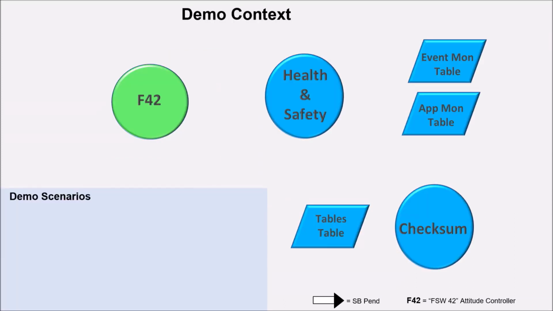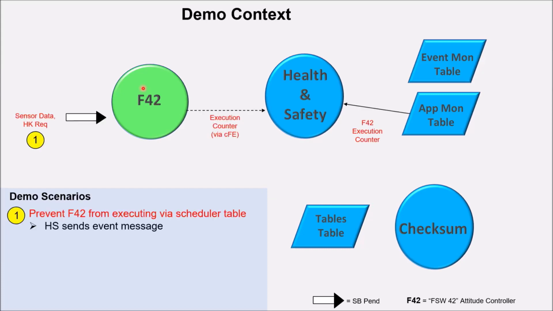Here are the apps and tables that are involved in the demo. I've tried to strike a balance of being realistic, but not too complex for a short demo. F42 is an OSK app that implements an attitude control algorithm that has been ported from the 42 simulator, and its name is short for Flight Software 42. An attitude control app is critical, so it is typically being monitored by Health and Safety.